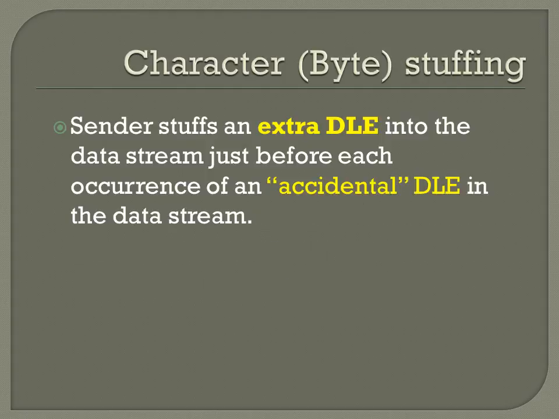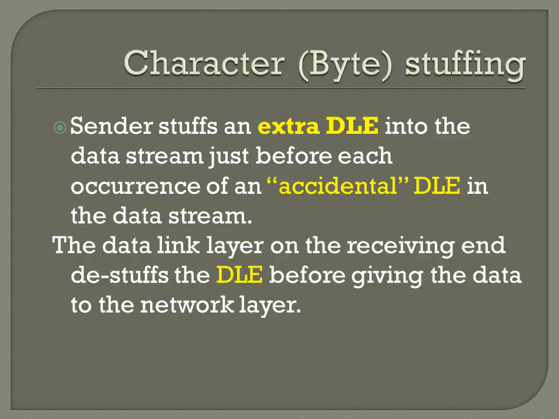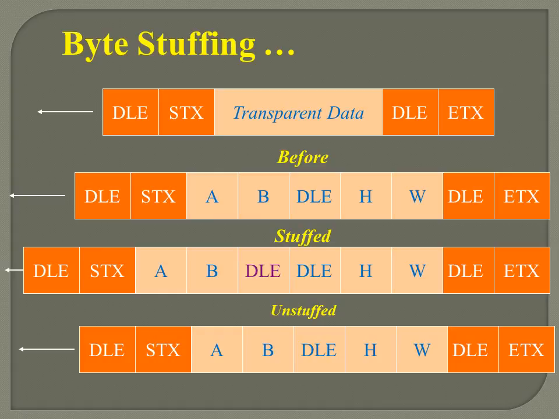So what is normally done? In the case of character stuffing, that is byte stuffing, we have this extra DLE character which is added into the data stream just before the occurrence of the actual DLE which is there in the data stream. As I said, on the receiving side, the data link layer will destuff this DLE, in the sense that it removes this DLE before giving the data to the network layer. Because remember, this was something which was added only by the data link layer, so it's removed by the data link layer. So let's take a look at how that is normally done.